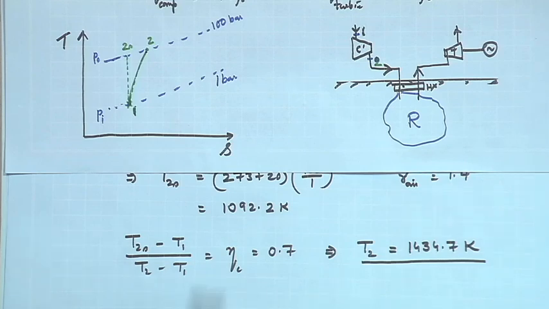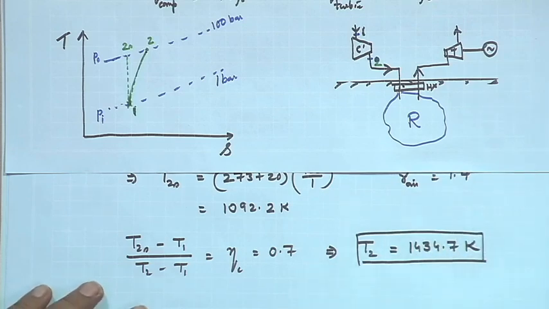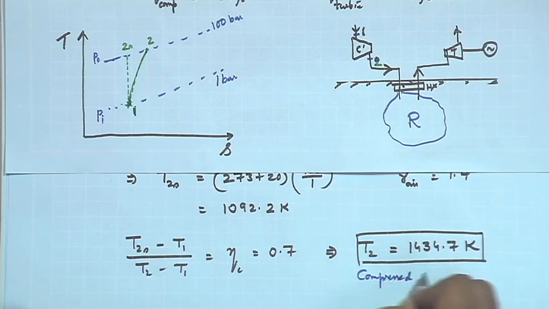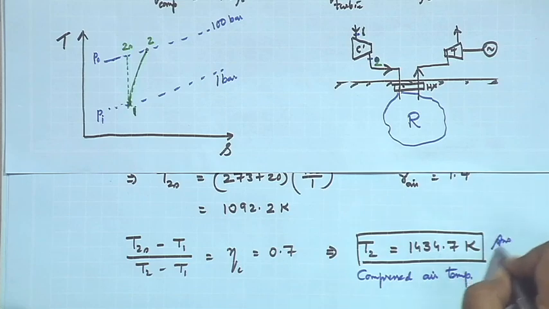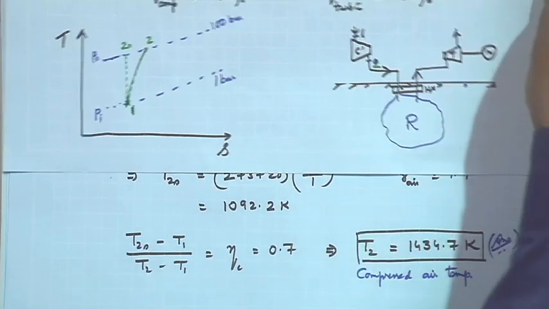All right. So, if you look at the question once again, what I have got is the second answer, compressed air temperature, and this is my compressed air temperature. So, let us write that down. This is my compressed air temperature. So, this is one answer. Now, I have to calculate two more things, and those are what is the air flow rate and what is the storage volume that would be required. So, how do I calculate that? I have the temperature value right now.